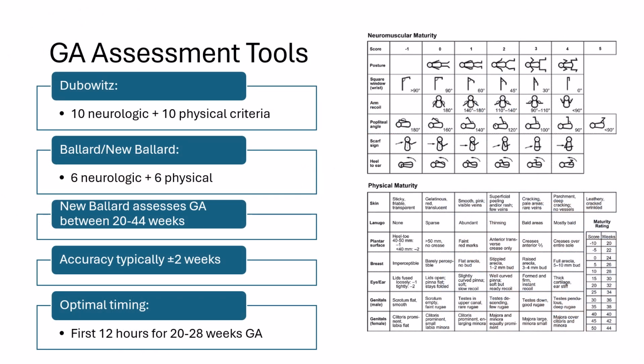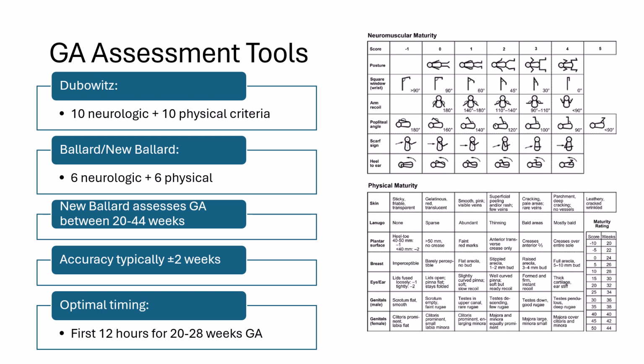The exam frequently tests knowledge of gestational age assessment tools. The Dubowitz assessment includes 10 neurologic and 10 physical criteria. The New Ballard score uses 6 neurologic and 6 physical criteria, making it more practical in clinical settings. The New Ballard can assess GA between 20 to 44 weeks, with typical accuracy of plus or minus 2 weeks.